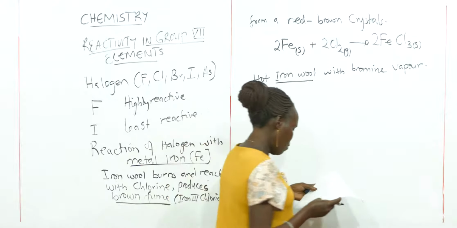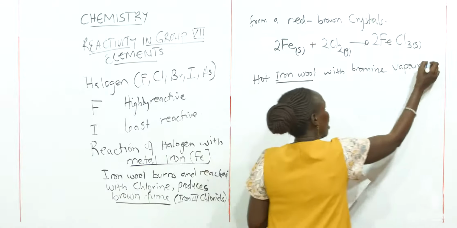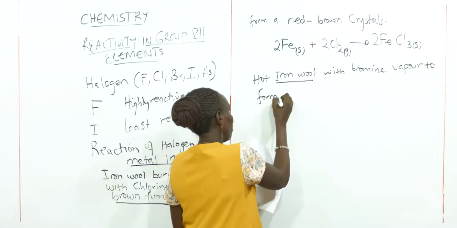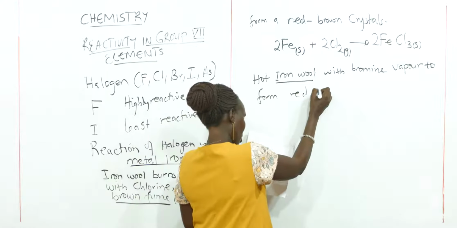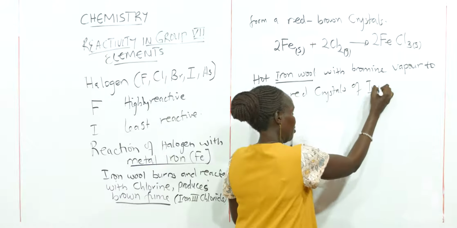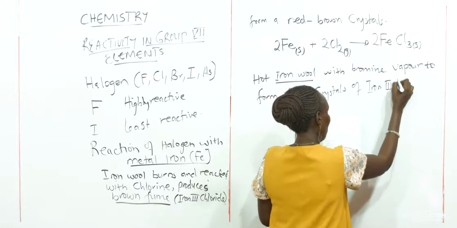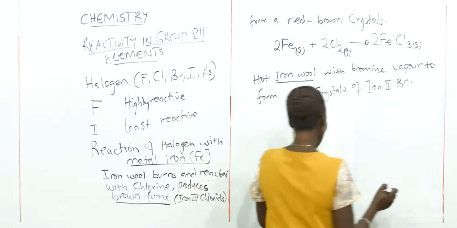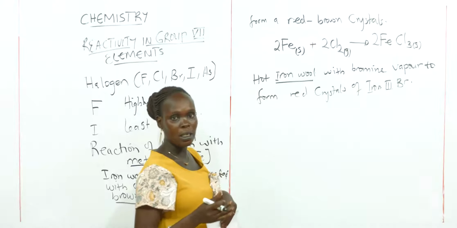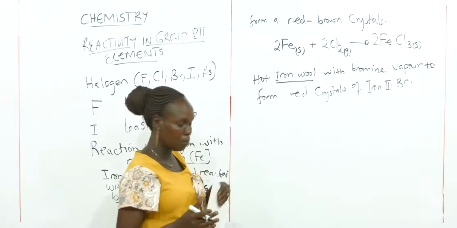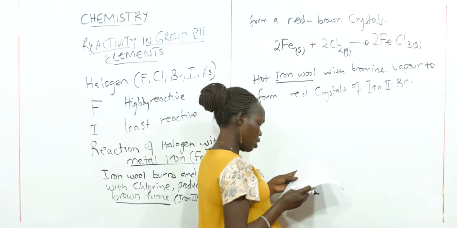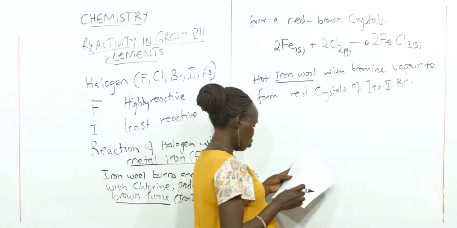So this will form red crystals of iron 3 bromide. The reaction is not vigorous. Why? Because we know that bromine is less reactive compared to chlorine. So here it's less vigorous than the one with chlorine, and you can predict the reactivity of iron with iodine to be the least reactive.